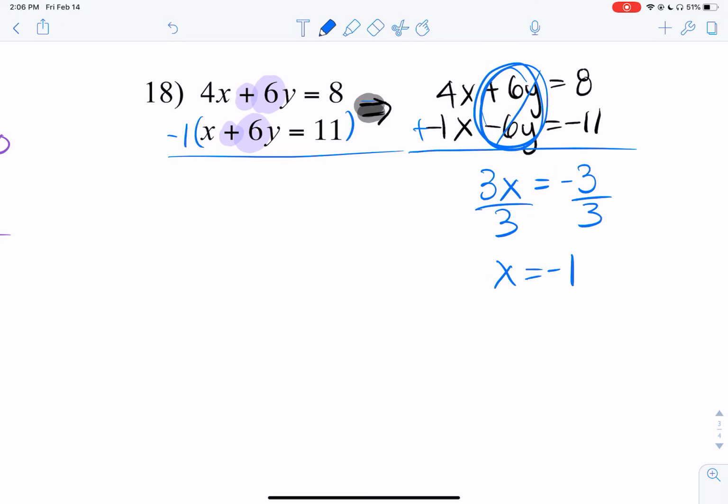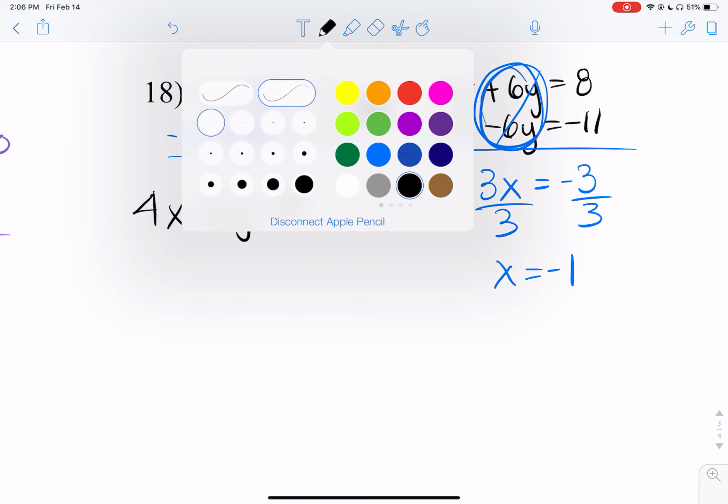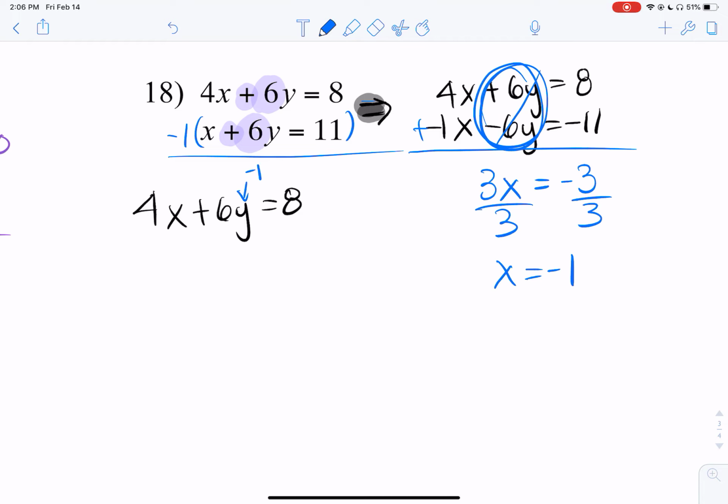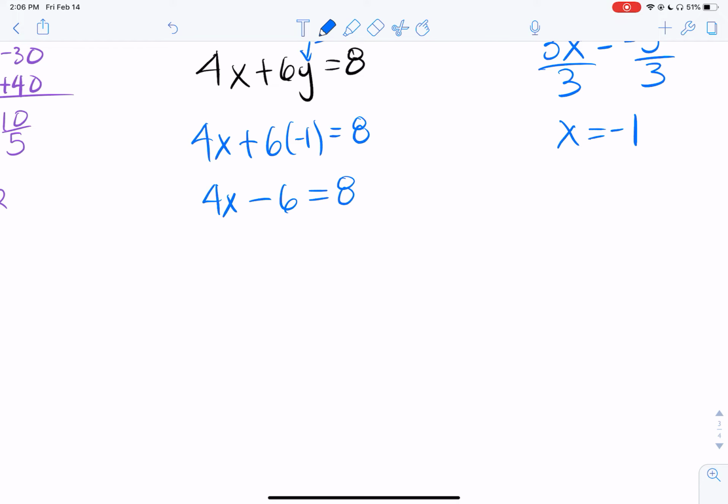Now to find the value of y, I'm going to use the top equation like I've been doing on every single one of these examples and all these lessons. And I'm going to substitute in this number, negative 1, for the value of y. So we have 4x plus 6 times negative 1 is equal to 8. And multiplying 6 and negative 1, we end up with negative 6. And then we solve this using, again, our two-step method. So we start by inverse adding 6.